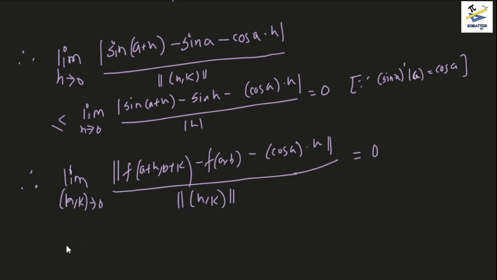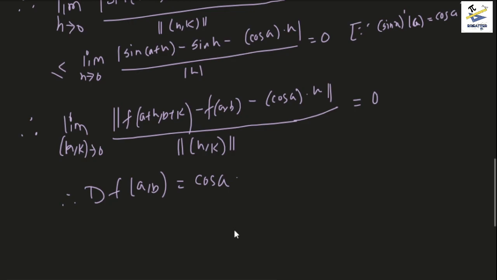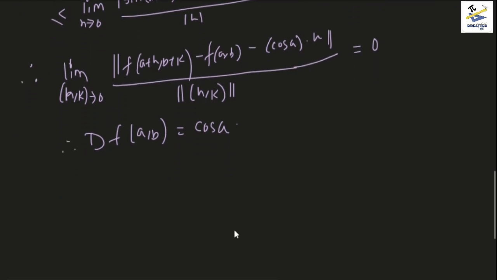is 0. Therefore, it is easy to say that the derivative of f at (a,b) is (cosine of a, 0). That is our answer. Okay. So this completes our problem.